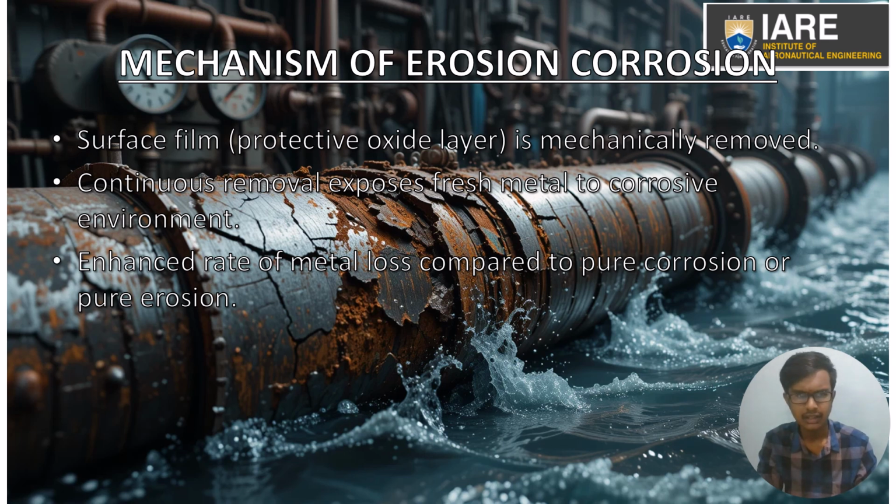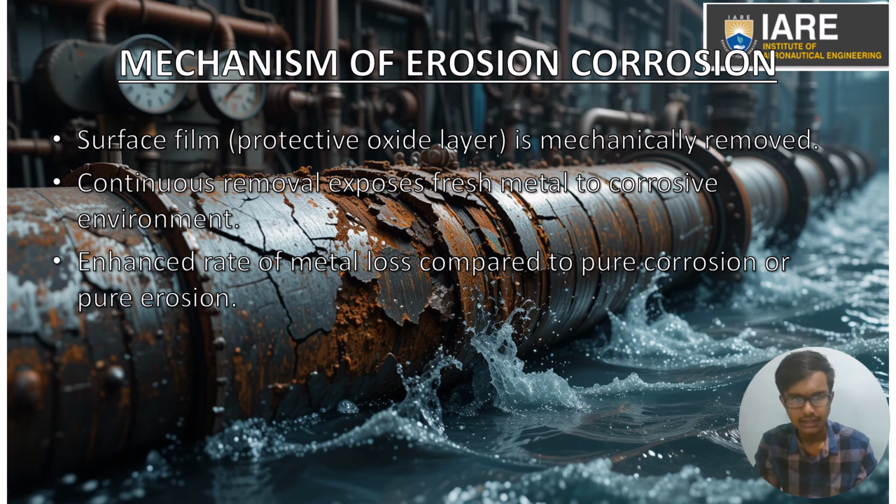After that, continuous removal exposes fresh metal to the corrosive environment. Once the protective layer is removed, the underlying fresh metal is directly exposed to the corrosive environment such as water, chemicals, gases, and many more. This exposure initiates the chemical reactions that corrode the metal surface, as we can see in the image.